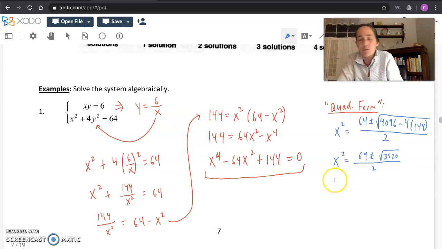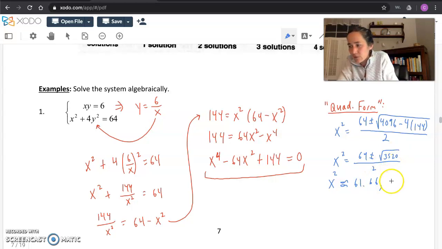And then we get some decimals. This is where I would go straight to the calculator. x squared is going to equal either 61 point something or 2 point something, and regular x would be the square root of each of those decimals. So I guess I'll write x squared, this will make more sense if I do that, approximately equal to 61.66. And x squared is also approximately equal to about 2.34.